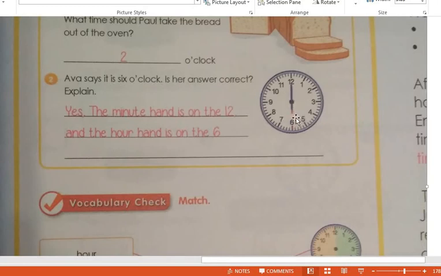The short hand goes to 6, and the long hand points to 12, which is 00. Can you remember from the last session? So it's 6 o'clock. Yes, the minute hand is on the 12 and the hour hand is on the 6. Okay?